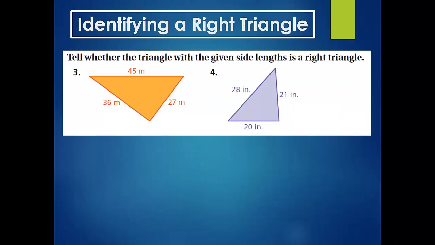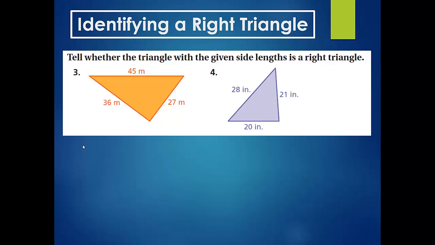Now we're going to be identifying a right triangle. So tell whether the triangle with the given side lengths is a right triangle. In order for us to figure out if it's a right triangle, we'll go ahead and do a squared plus b squared equals c squared. So for number 3, to figure out a, b, and c, we would go ahead and try to find the longest length. And the longest length is 45 meters. So we're going to say that 45 is c. It doesn't matter which one is A and B then. So we have 36 and 27 left. One of them's A and one of them's B.